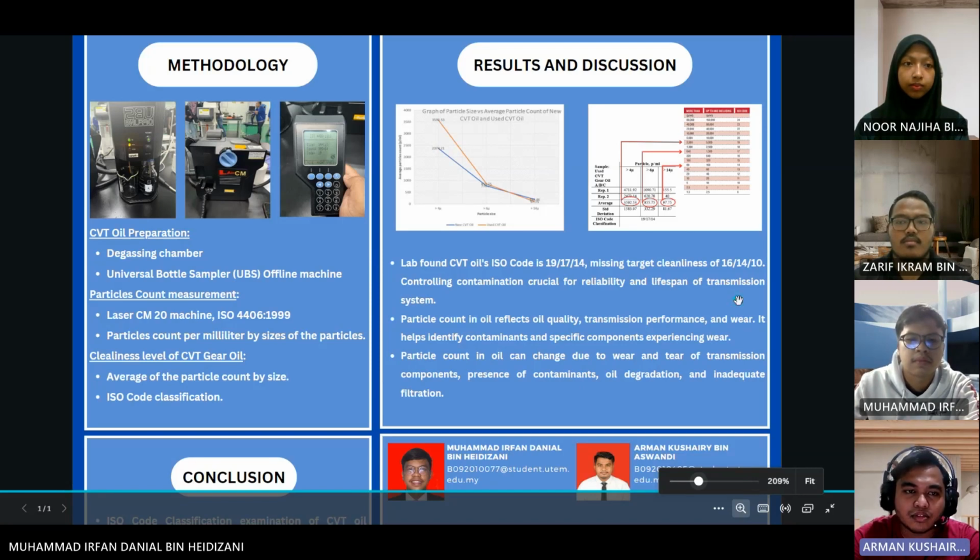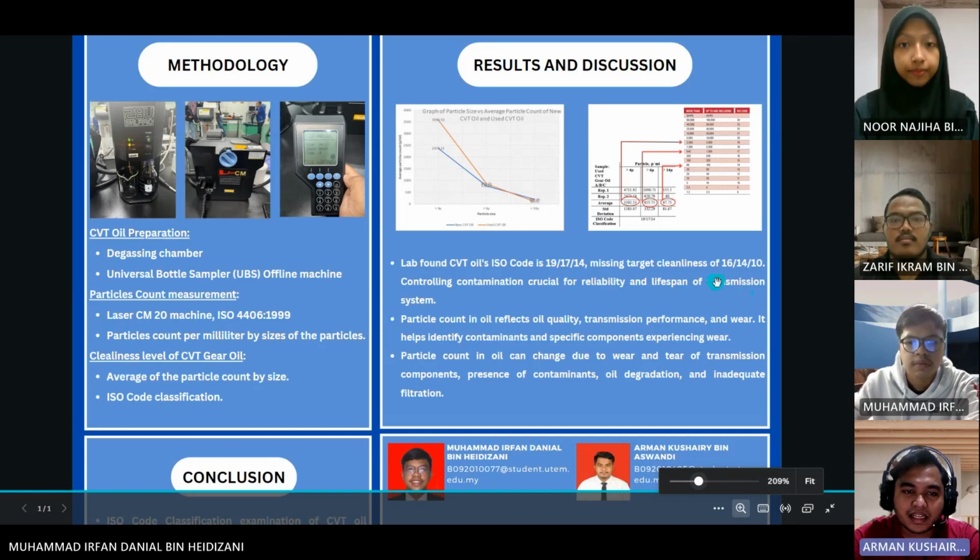Other than that, contamination is also a reason for the increasing number of particles in a certain oil. If the CVT system is not properly sealed, or if there is contamination during maintenance or repair procedures, foreign particles like dust, dirt or metal shavings can enter the gear oil, leading to an increase in particle counts. Besides that, degradation is also one of the reasons for the increasing number of particles: as the gear oil ages, it can degrade due to heat, oxidation or chemical reactions. The degraded oil may form sludge or varnish-like deposits, which contribute to the particle count.